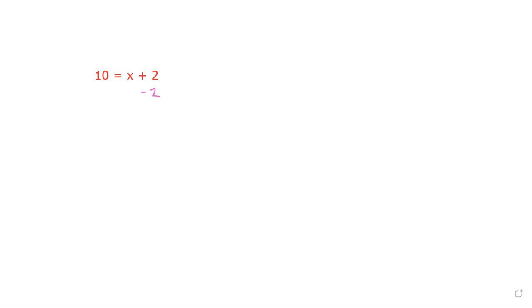But if I'm going to do it on this side of the equal sign, and there's my equal sign, I have to do the same thing over here. So now 10 minus 2 is 8. I have the x. Those two parts get wiped out because they're opposite. Again, if I give you $2 and you give it back to me, we're back to even. It's 0. So x equals 8.